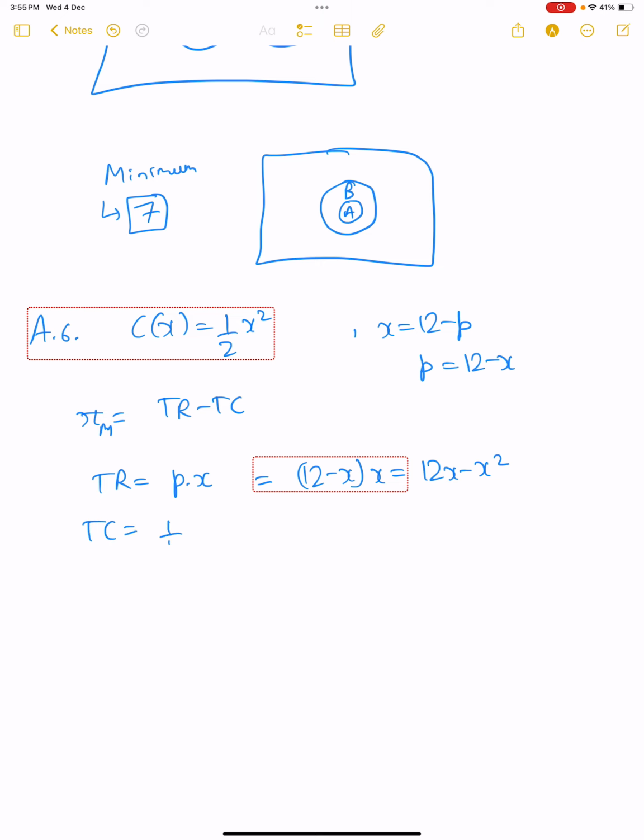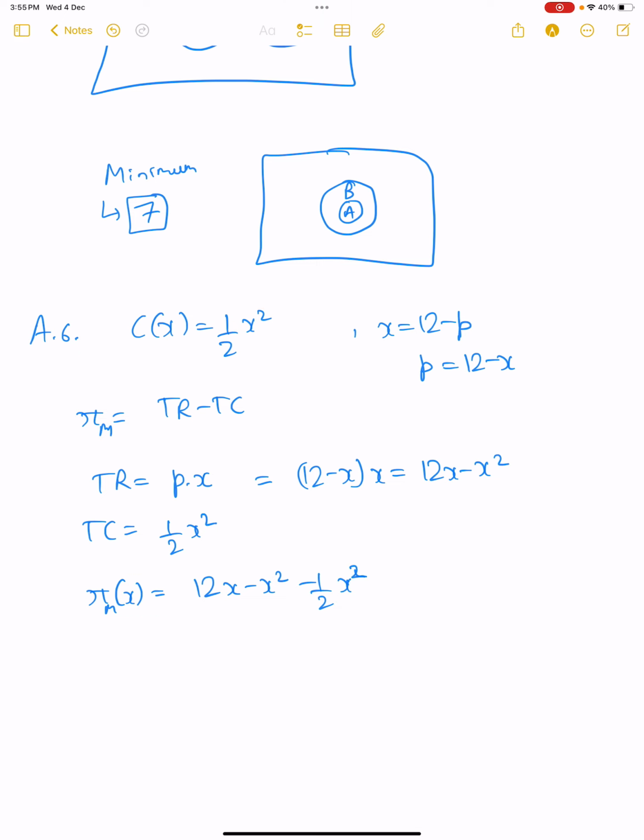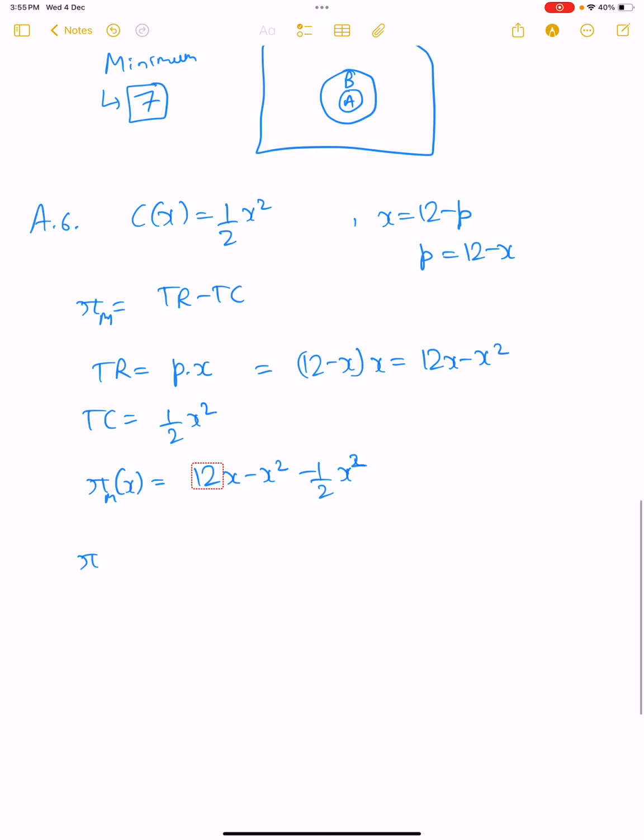The total cost is half x square. So the profit function of the monopolist as a function of quantity becomes 12x minus x square minus half x square. Now the first order condition would give you the optimum point. In this case, this is 12x minus 3 by 2 x square. So 3 by 2 into 2x should be 0.